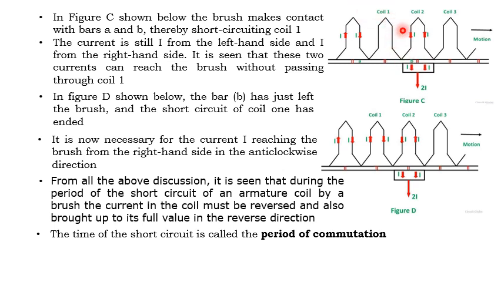So that means these are short circuited here. In this case, coil 1 is actually open circuited. So in this case, the current will not flow through coil 1. Now consider figure D. In case of figure D, what happens? The commutator segment B has just left the brush. The commutator segment B just left the brush.